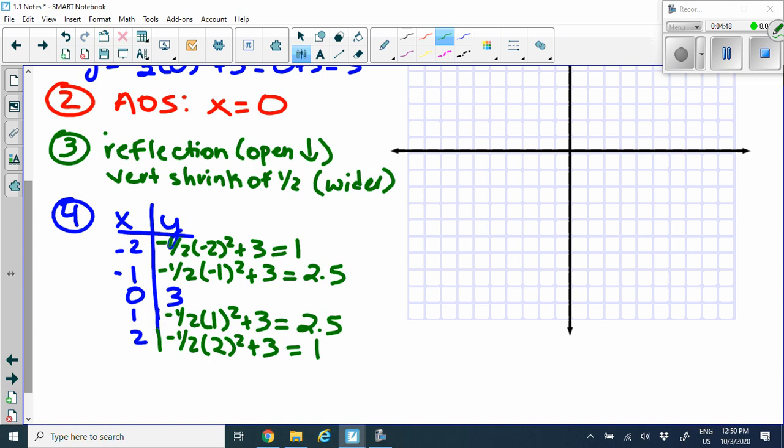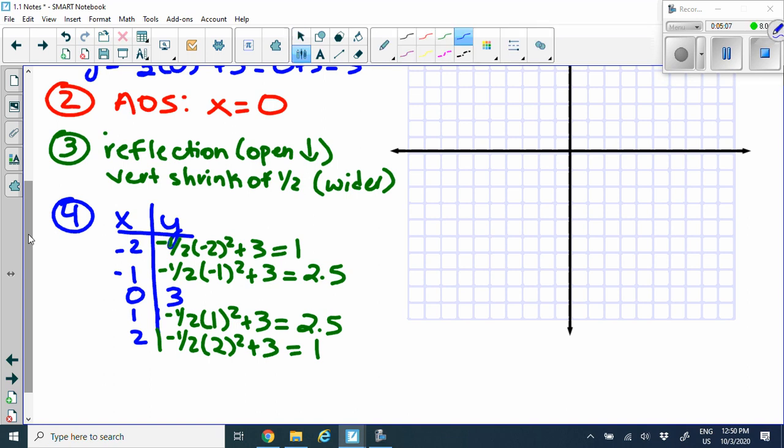What do you notice about the y values? They repeat. This is similar to our absolute value functions. So the y values repeat. And the reason being, as I'm going to graph these points, you'll see that we're making a U shape. So when we make a U shape, the y value should repeat.